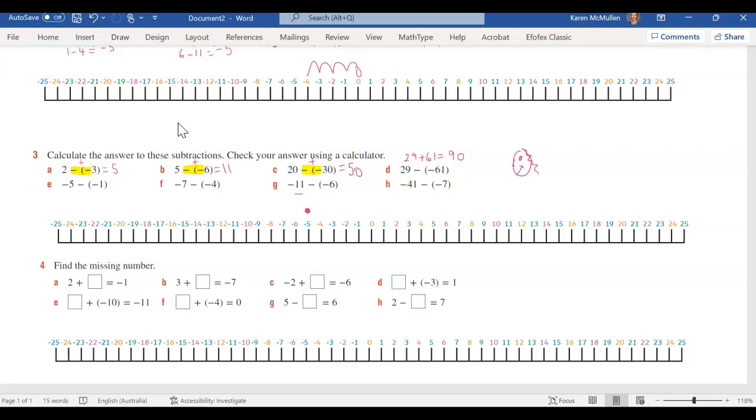She's facing the negative direction, and she's going backwards 1. So she ends up at negative 4. Now that is the same as negative 5 plus 1, which gives you negative 4. Kind of think about it being negative 5 degrees, and then it gets 1 degree warmer. All right, so negative 5 plus 1 equals negative 4.